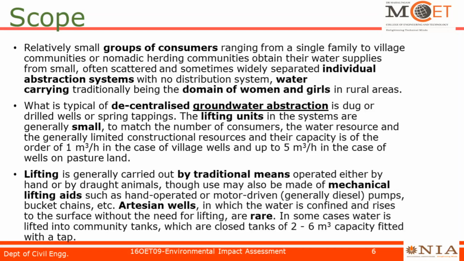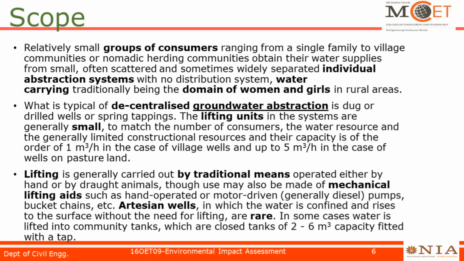What is typical of decentralized groundwater abstractions, dug or drilled wells or spring tappings? The lifting units in the systems are generally small to match the number of consumers, the water source, and the generally limited construction resources. Their capacity is of the order of 1 meter cube per hour in the case of village wells and up to 5 meter cube per hour in the case of wells on pasture lands. Lifting is generally carried out by traditional means operated either by hand or by draught animals, though use may also be made of mechanical lifting aids such as hand operated or motor driven pumps, right? Generally diesel pumps, bucket chains, etc.